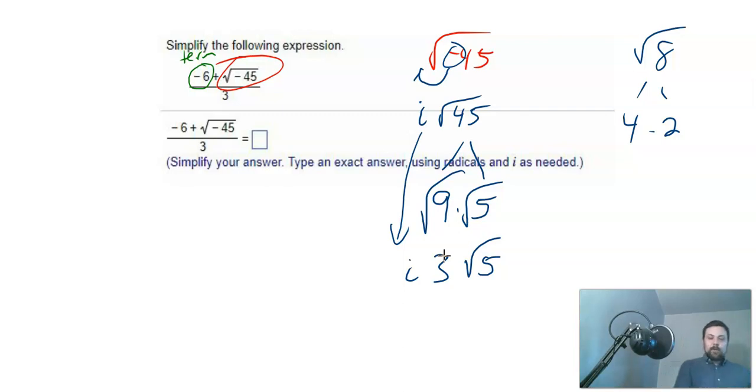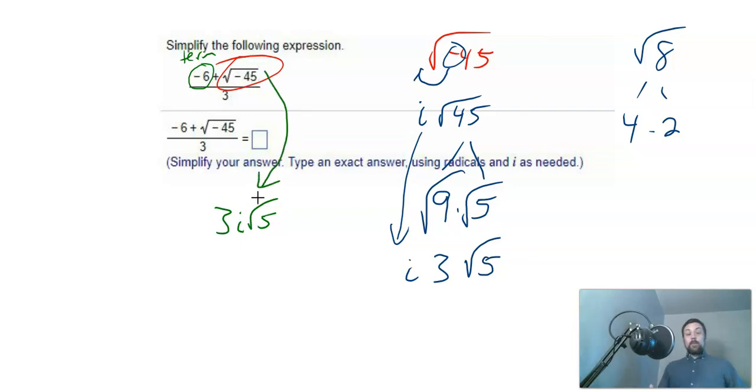Now, in the previous problem, we just kind of left it like that. But it kind of bothered me to leave it that way, because that's really not how we normally write that. Usually you put the number first, so it's going to be 3, and then we put the i, and then we keep the radical last. So this is what looks correct to me. And that's just the square root of negative 45 part.